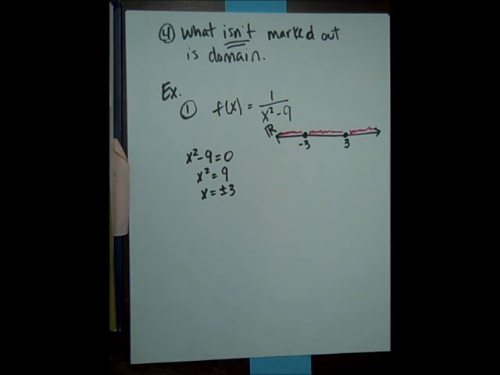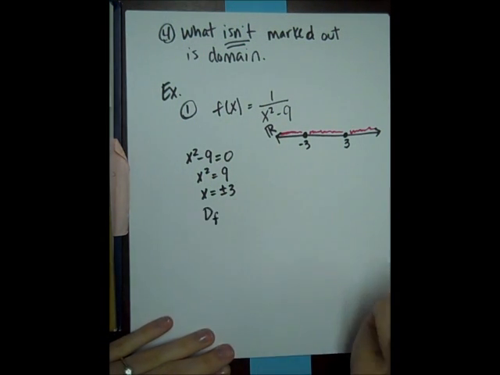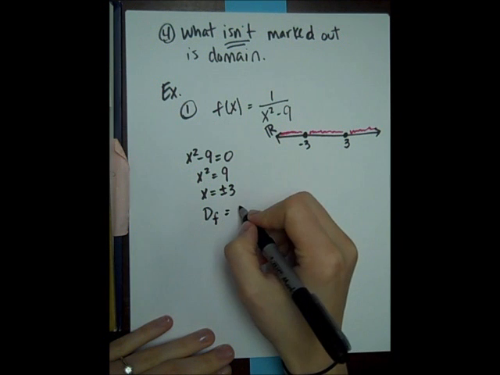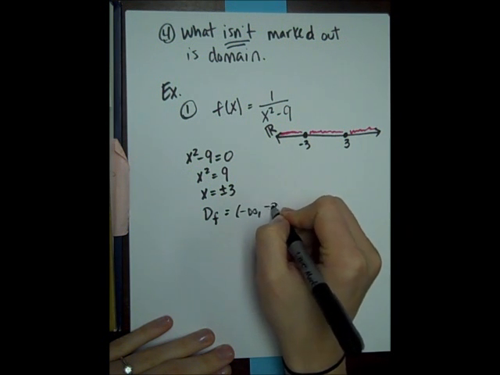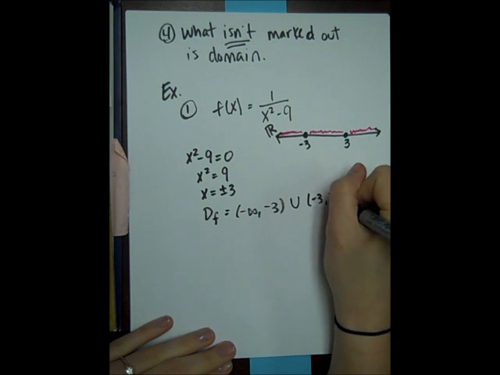marked out. So if I'm going to write that as an interval, we're going to call it d sub f, meaning the domain of f. I have my first piece, negative infinity to negative 3. Then I have my second piece, negative 3 to 3.